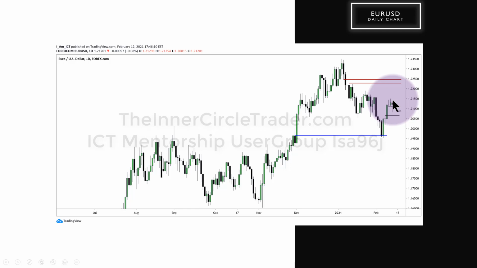We have the fair value gap. Trades down to just a little bit below consequent encroachment, but nonetheless it's nicely done. And then we had a real nice reaction off of that level. So do we have the continuation of the dollar going lower and euro going higher?